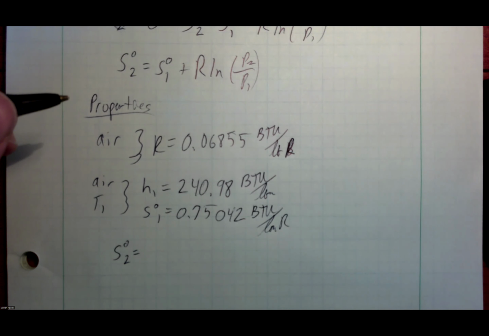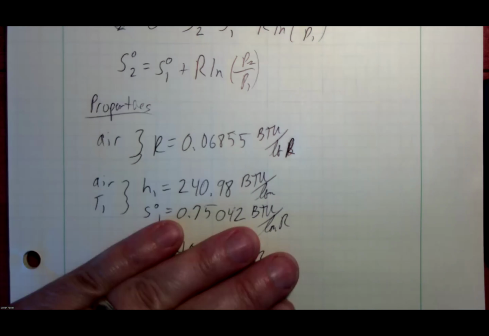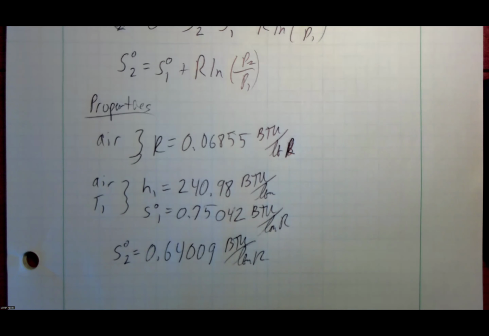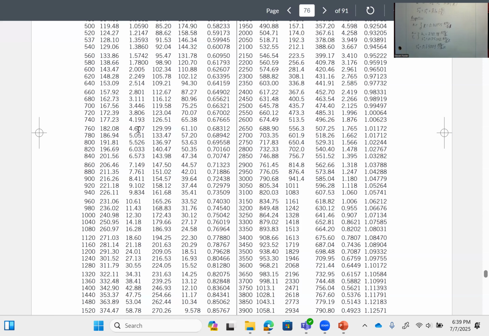Go ahead and pause here and record that. All right, you have an S naught 2 value. There's what I've got. Let me share screen. Let's go look and see where that brings us.